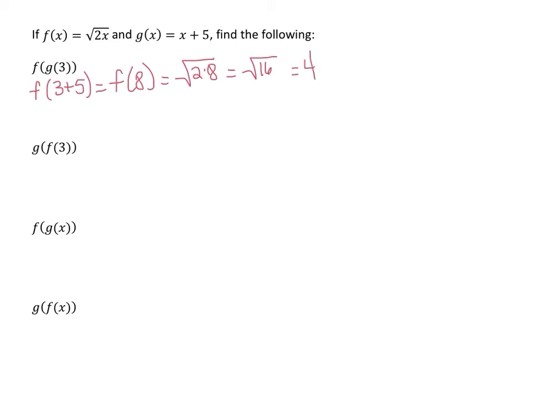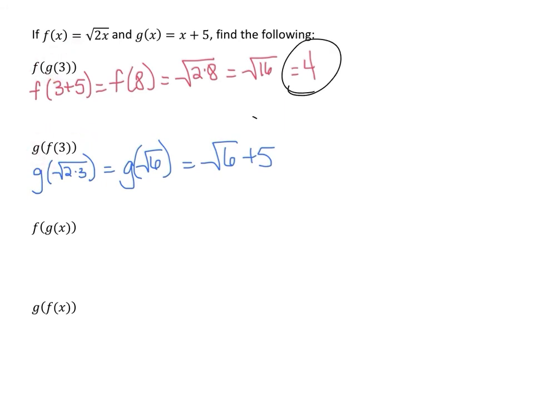So f of g of 3 is 4. Let's try g of f of 3. So I'm going to take g of the square root of 2 times 3, which means I'll be taking g of the square root of 6, which means I'll be doing the square root of 6 plus 5. So notice that f of g of x and g of f of x do not give you the same number.